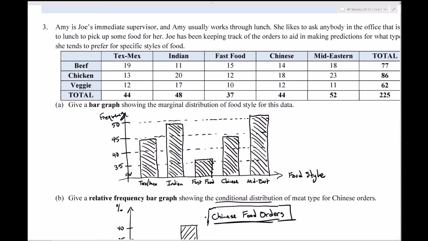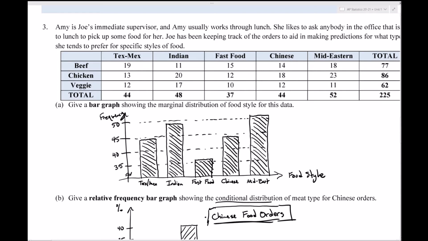So let's say she's feeling vegetarian that day. It's Amy who's making these orders. Let's say she's feeling vegetarian that day, or she doesn't want meat that day for whatever reason. Then we can start asking questions on like what style of food does she prefer to have veggie with, right? So then that would be another conditional distribution. So under the condition she wants vegetarian food, then what does the other variable look like? What's the distribution of food style within that one condition? So we could have easily asked a question like that.